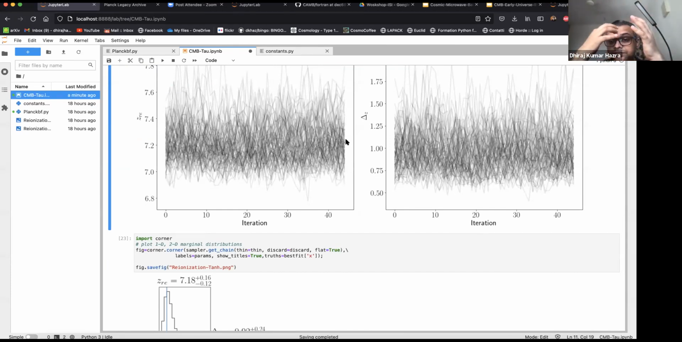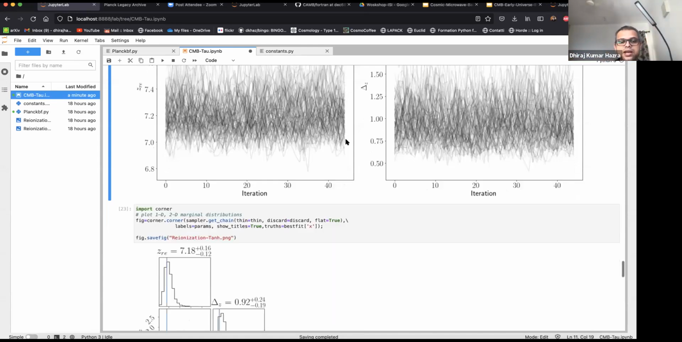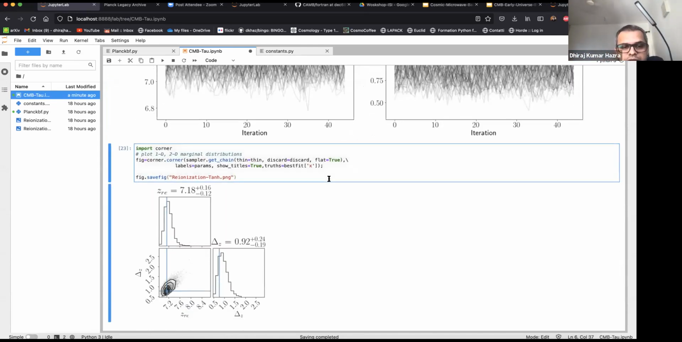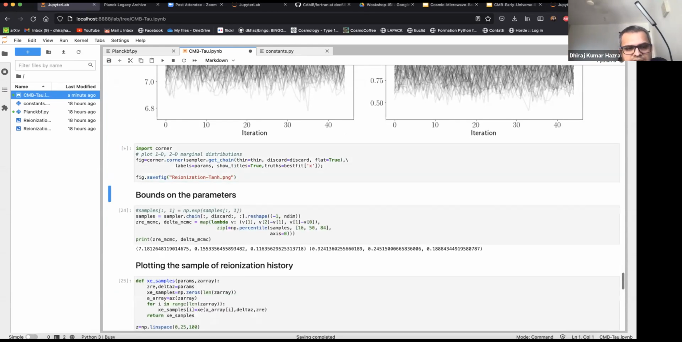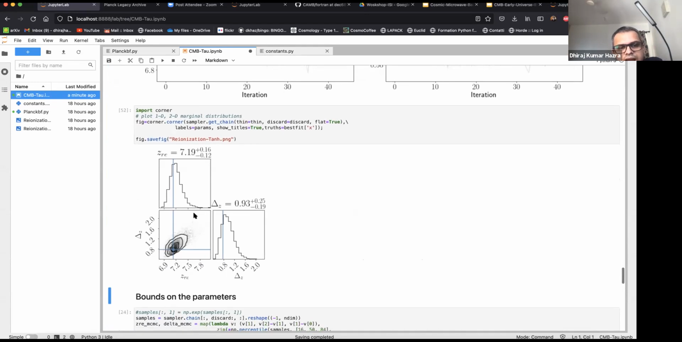You can basically get this distribution, and from there you can ask what the correlation between parameters is and what the marginalized posteriors are. You can see I have been able to get the constraints after these Monte Carlo steps. I have been able to constrain ZRE and delta Z using my data. So this is the comparison of the model with the data using Markov chain Monte Carlo.